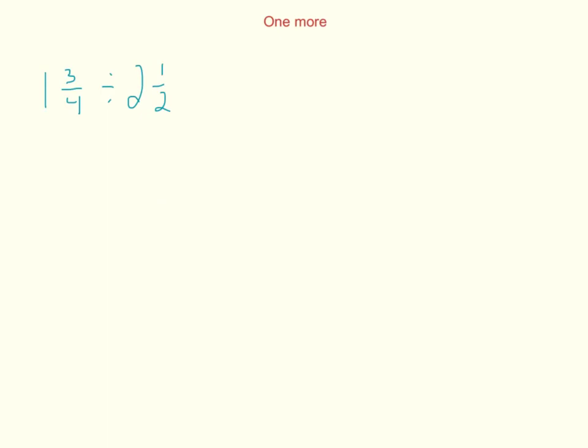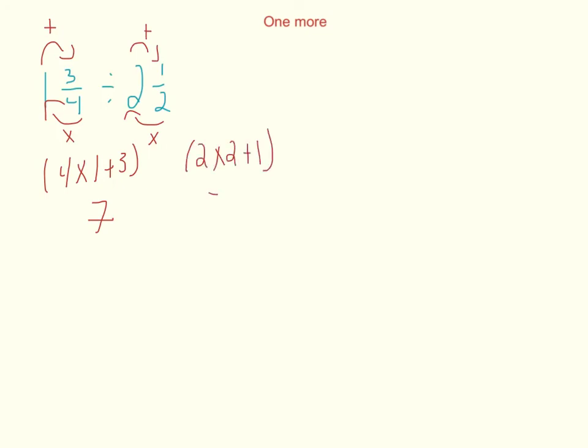So with this, the first step again is to convert our mixed numbers back into improper fractions, and we do that by multiplying our denominator by our whole number and then adding our numerator, which is 4 times 1 plus 3, which is 7. And over here we have 2 times 2 plus 1, which is 5. Step 2 says we need to put our new numbers over our original denominator. So in this case, it's over 4. And for the 5, it's over 2.